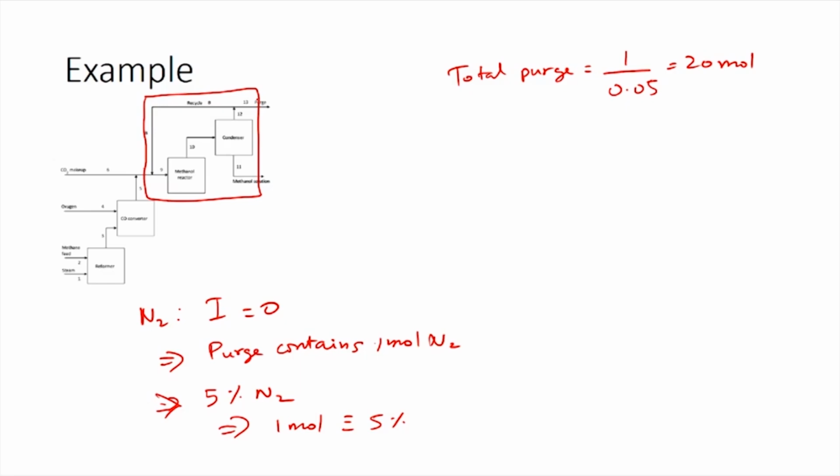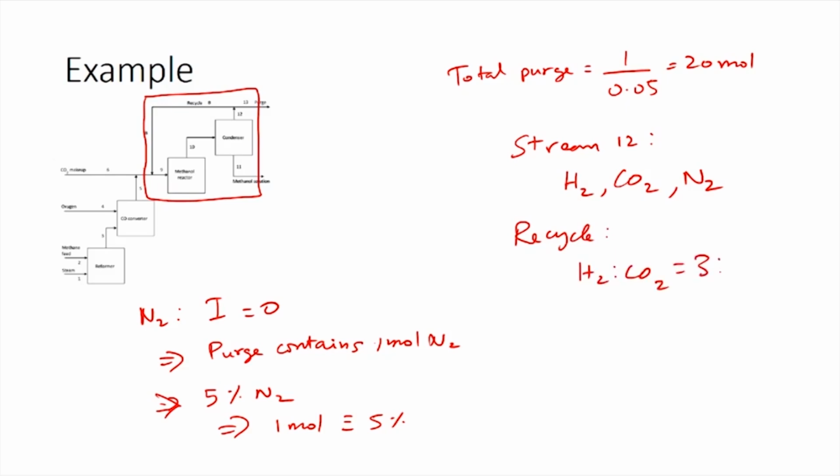Let us try to perform the material balances for this system. Based on what has been given to us in the problem, stream 11 contains methanol and water only, and stream 12 contains all the non condensable components. This means that stream 12 would contain all the non condensable components which are entering into the system. Those non condensable components would be unreacted hydrogen, carbon dioxide and nitrogen, which does not take part in the reaction. The problem statement also gives us that the recycle stream contains hydrogen and carbon dioxide in the ratio of 3:1.